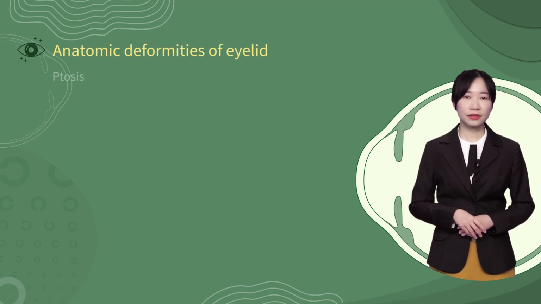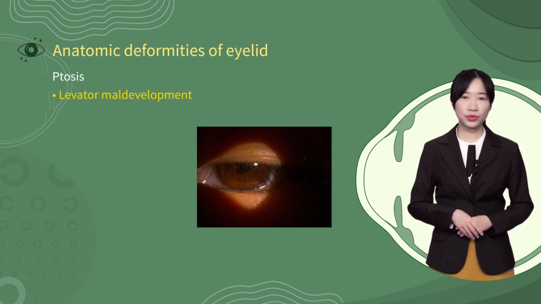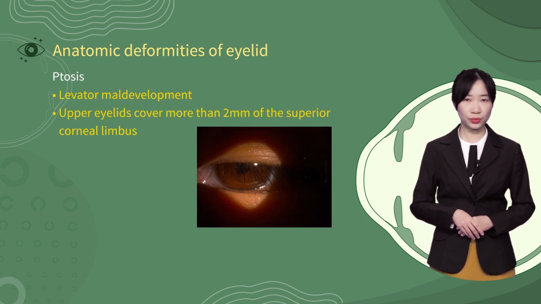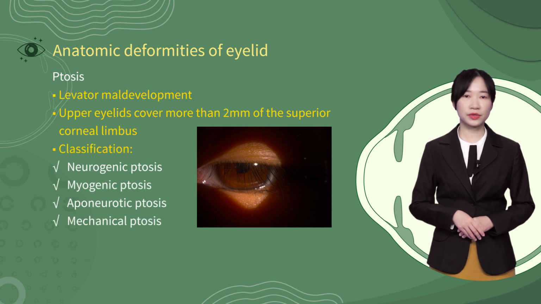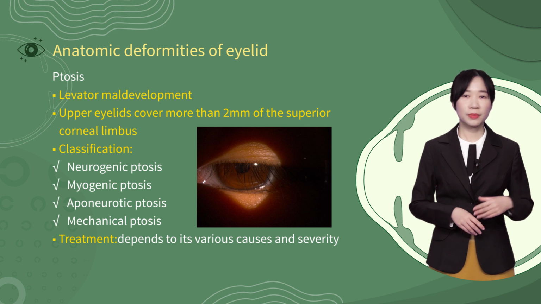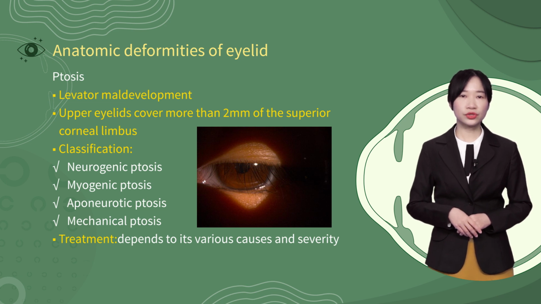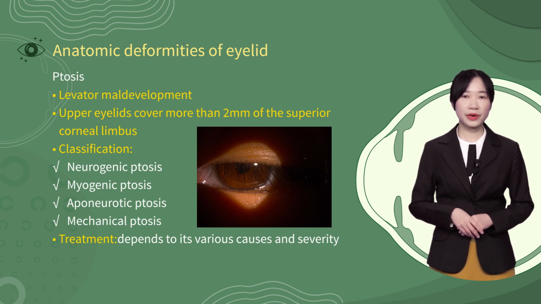Normally, the upper eyelid of an adult should cover the superior corneal limbus 1 to 2 mm. Ptosis is when one or both upper eyelids cover more than 2 mm of the superior corneal limbus. It may be congenital or acquired. Neurogenic ptosis is caused by an innervational defect such as third nerve paralysis or Horner syndrome.